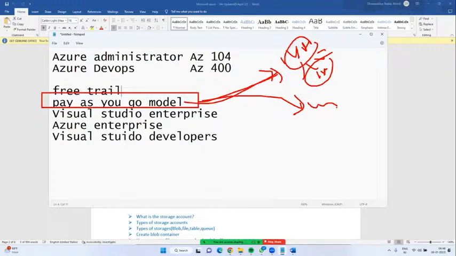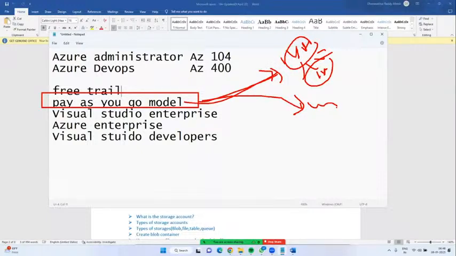So we are away from that project. We just consumed it, the project is over, and we have destroyed the services. That is how organizations use these subscriptions. If you need a 3-year, 5-year, or 10-year subscription, they will go for Azure Enterprise.